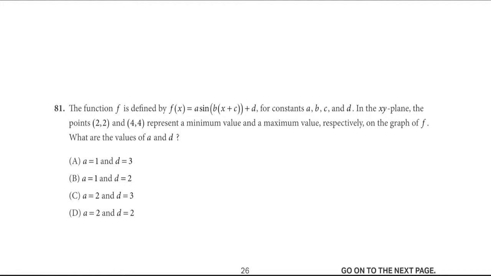All right. Question number 81. Over here, we are given that the function is defined by this and this. And these two points represent the minimum and maximum respectively on the graph. And what are the values of A and D?